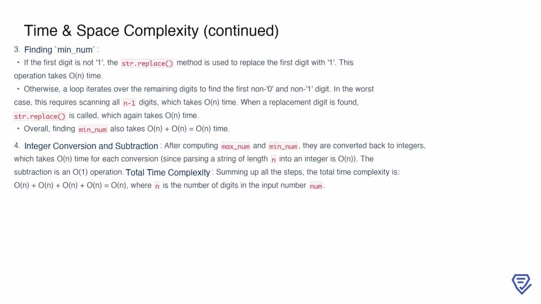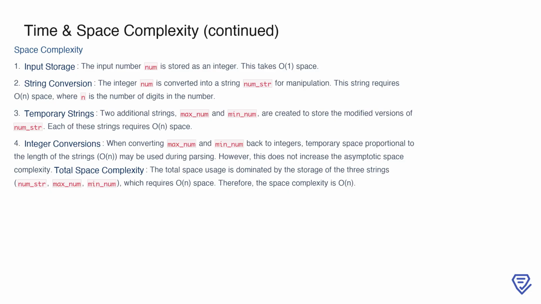Finally, both max_number and min_number are converted back to integers, an operation that processes each digit and takes O(n) time. Subtraction between these integers is a constant time operation, O(1). Adding up all the steps, the total time complexity of the solution becomes O(n) plus O(n) plus O(n) plus O(n), which simplifies to O(n). Let's now evaluate the space complexity.